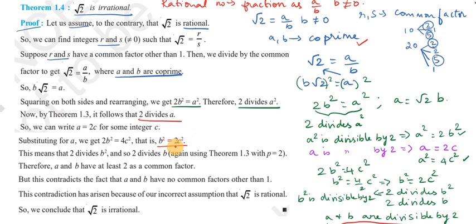From this we know that 2 is dividing b square. If 2 divides b square, 2 divides b. Then a and b have at least 2 as a common factor. But we have considered that a and b have no common factors other than 1, that means a and b are co-prime. So now we have a contradiction to our assumption. Due to this, our assumption that root 2 is rational is incorrect, and thus we conclude that root 2 is irrational.